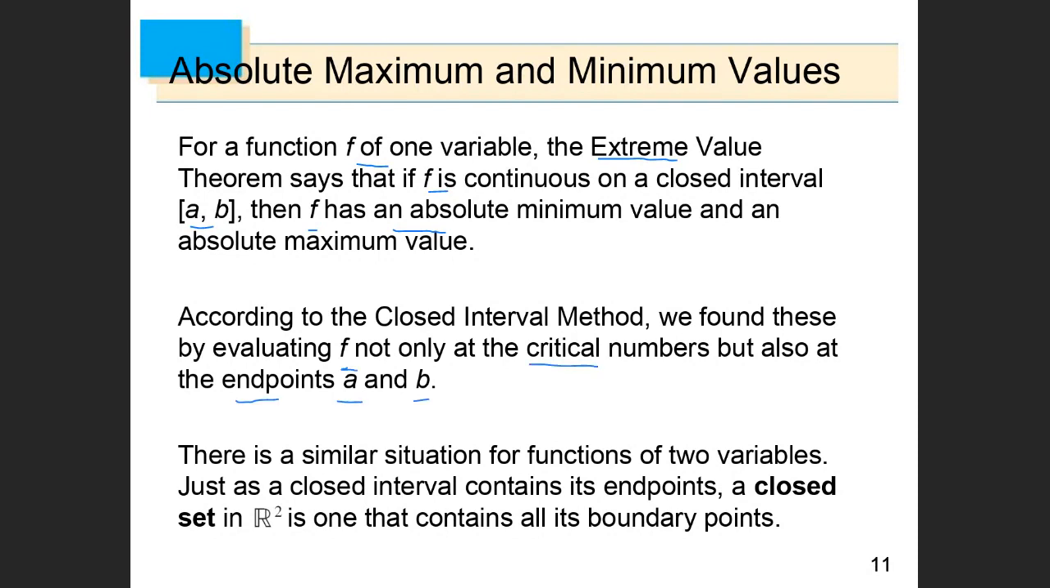Remember, one of the tricks in calculus 1 was that sometimes the absolute maximum or absolute minimum, or both, do not lie at one of the points where the derivative equals 0. They lie at the endpoints. So there is a similar situation for functions of two variables. And just as a closed interval contains its endpoints, a closed set in R² is one that contains all its boundary points. Okay?